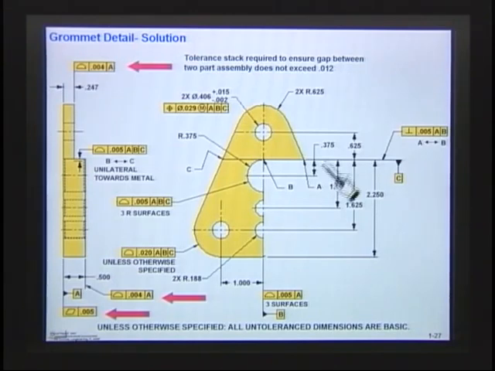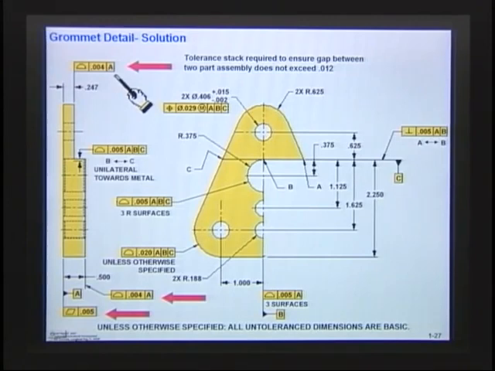And you should have your final solution on this, and you should have this example that shows all the solutions. What we're interested in doing is making sure that we have the right gap when we take the two parts and put them together. So what we need to do here is do a little tolerance stack to make sure that when I take the mating part and put it together, we will get this gap of 12 thousandths, and that I did this correctly.